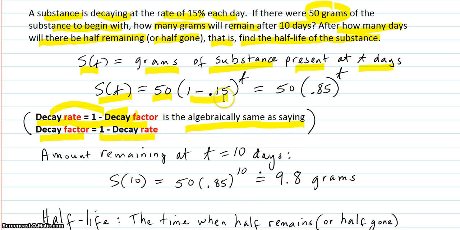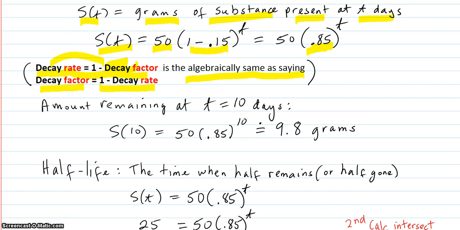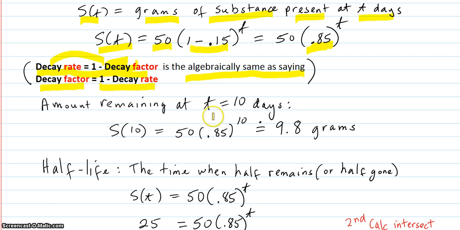And so that's 1 minus 0.15, which is 0.85. Another way to look at it is you can go directly to the 0.85, because if each time you have left 85% of what you previously had, that means you're dropping 15% each day. So either way you want to think about it, you get to this number here, the factor. So the amount remaining after 10 days is S of 10, which is 50 times 0.85 to the 10th power. And you get out the calculator, and that's approximately 9.8 grams.